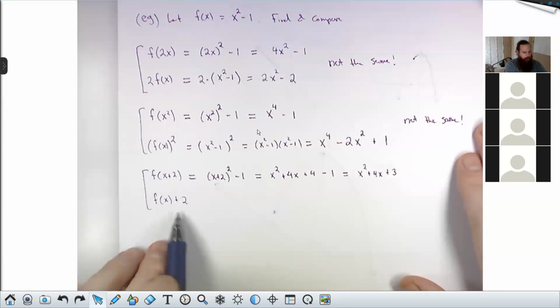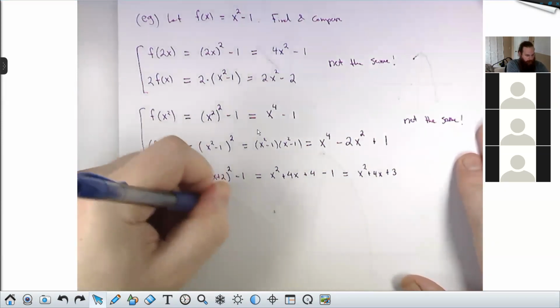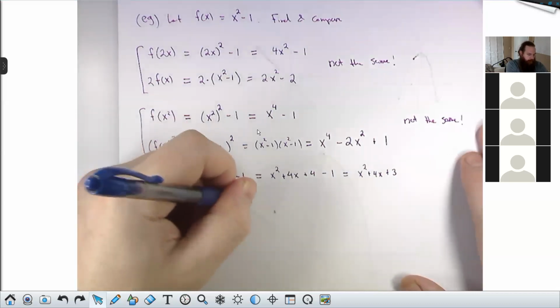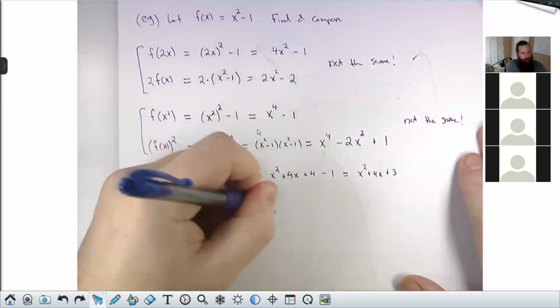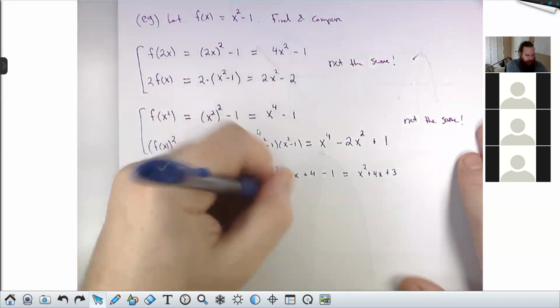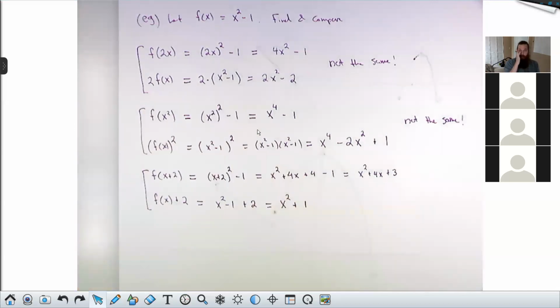On the other hand, f of x plus 2, well, f of x is x squared minus 1, and then I want to add 2 to that. Well, that's not so bad. I've got a like term there, the minus 1 and the plus 2. That's x squared plus 1. And so these are also not the same.